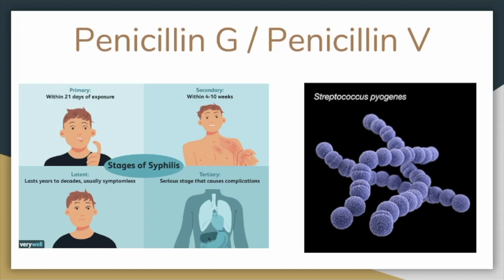Here I have a picture of the different stages of syphilis, because Penicillin G is still the treatment of choice for syphilis. The other thing you're going to use penicillin for is to treat strep. It's an extremely good strep medication. Here is an example of strep pyogenes. So just remember, strep and syphilis are your two main things you're going to use penicillin to treat.